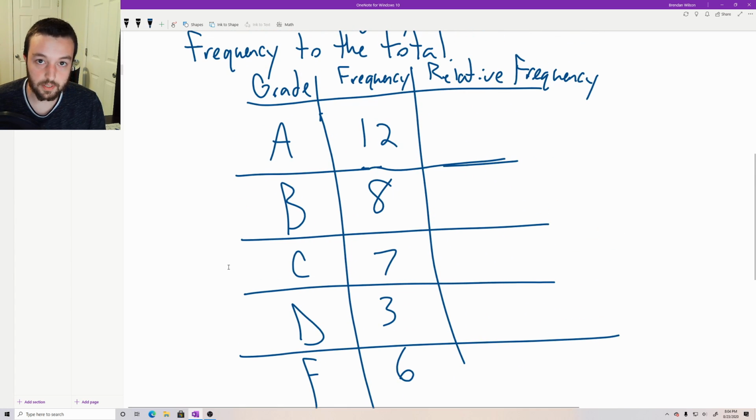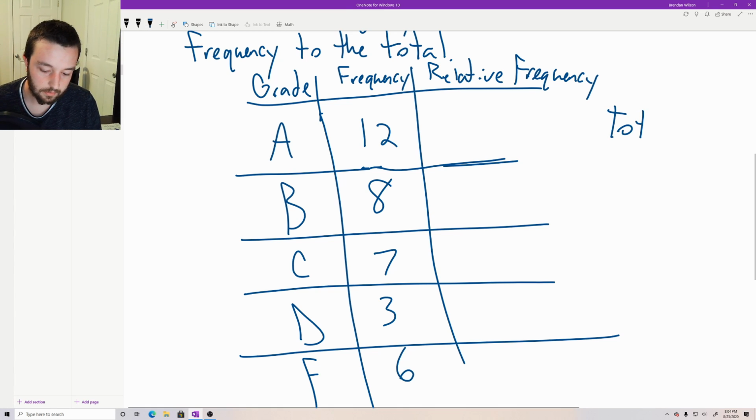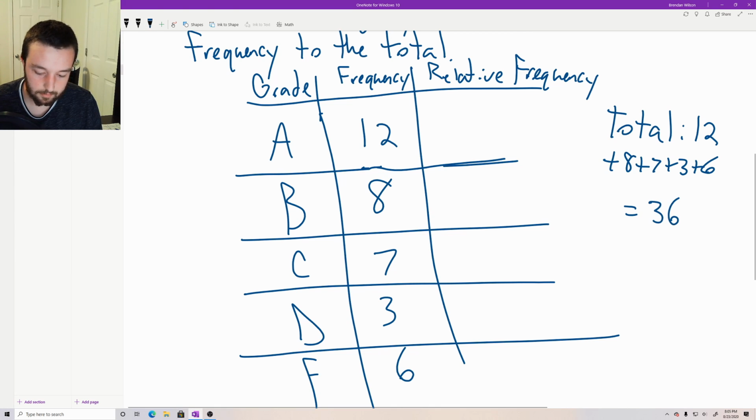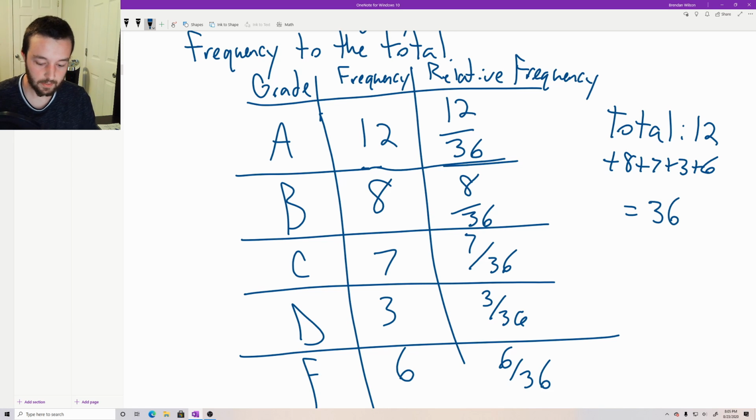If we want to know the relative frequency, what we need to do is take the frequency and then divide by the total. Well, what is the total? Okay. The total is going to be 12 plus 8 plus 7 plus 3 plus 6. So we get 20, 27, 30, 36. Okay. So the relative frequency would be 12 divided by 36 for A, 8 divided by 36 for B, 7 divided by 36, 3 divided by 36, and 6 divided by 36. Okay. So altogether, this should add up to 1.